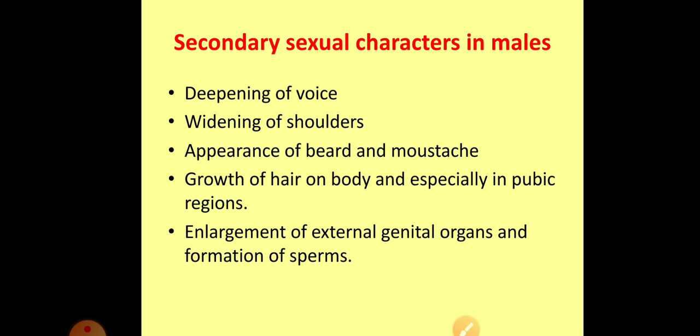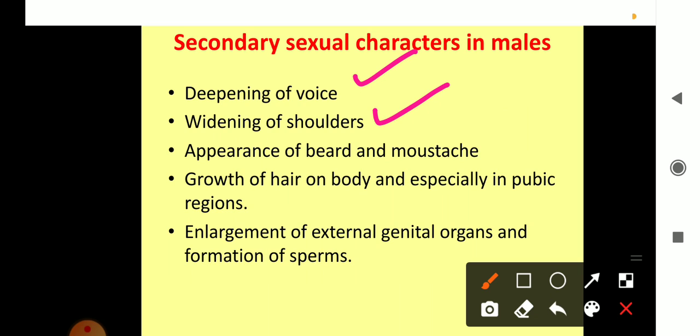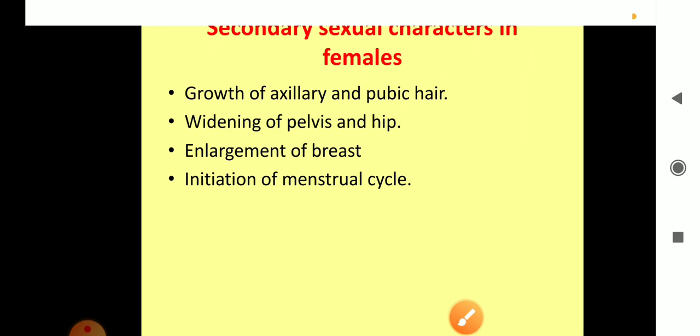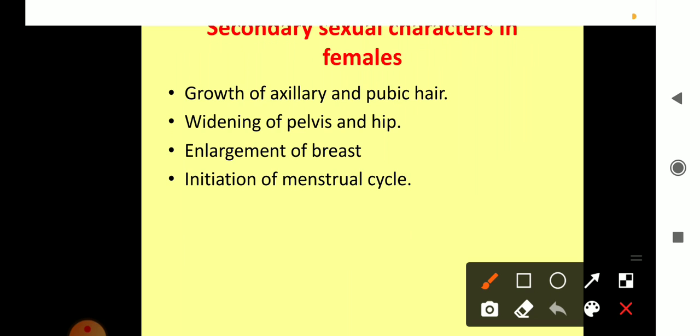So what are the secondary sexual characters? Secondary sexual characters in males include the deepening of voice, widening of the shoulders, appearance of the beard and mustache, growth of hair on the body and especially in the pubic region, enlargement of the external genital organ, and the formation of sperms. These are the characters of male. And in the female, the characters are growth of axillary and pubic hairs, widening of the pelvis and hip region, enlargement of the breast and initiation of the menstrual cycle.